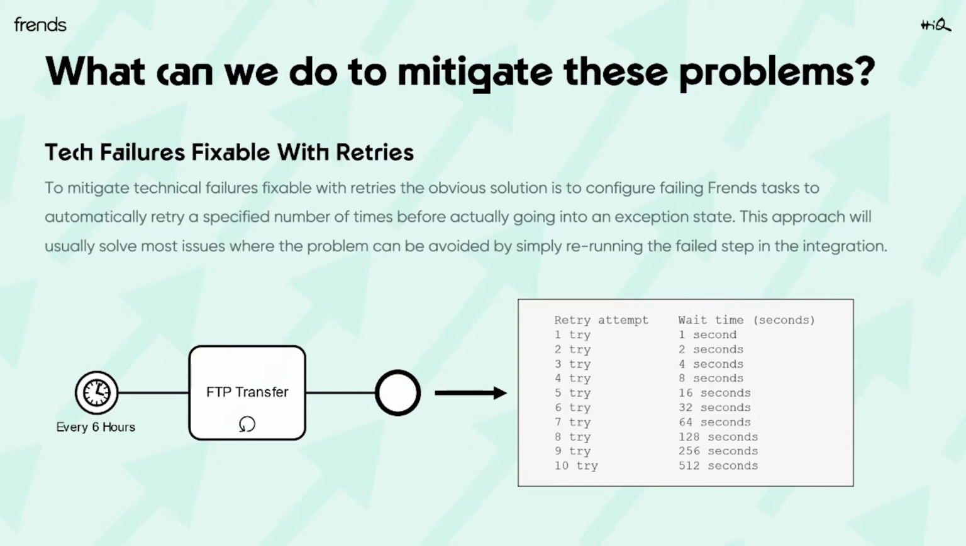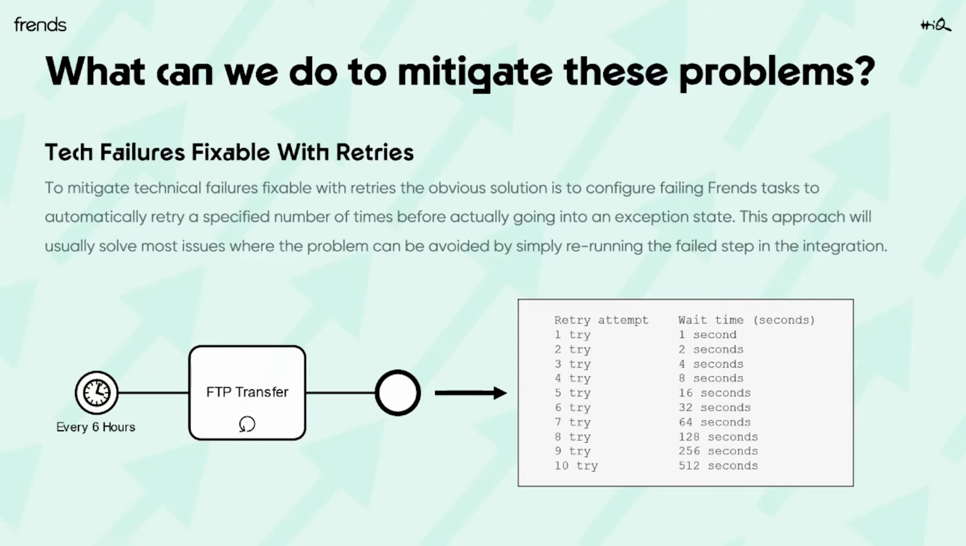what do we have here in Friends for the technical failures fixable with retries? That is quite simply that retry option for any given Friends task or a Friends process scope within our integrations. And I'll show you in just a moment how you can enable that retry functionality.